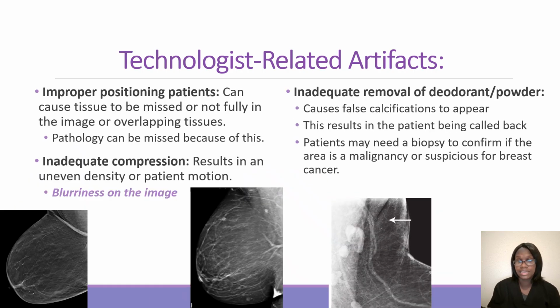Now we have the technologist-related artifacts. This is due to improper positioning of patients. This can cause tissue to be missed or not fully in the image, or overlapping tissues. Pathology can be missed because of this, so make sure that you are positioning your patients properly.